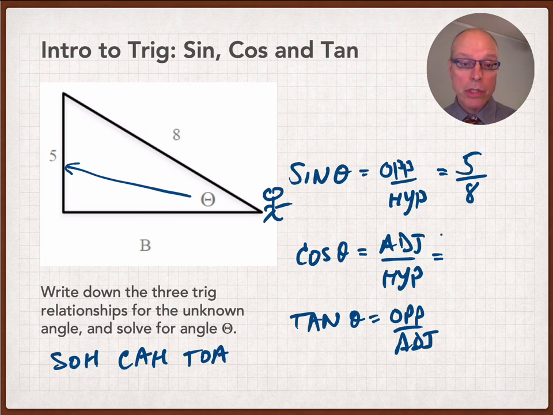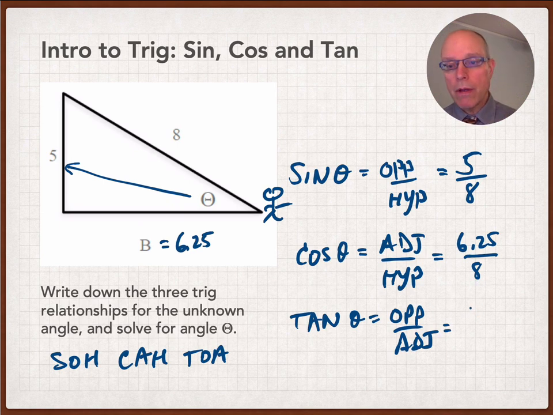Just a second ago on the last slide, we figured out that this side right down here, side B, was 6.25. We used the Pythagorean Theorem to figure it out. So if I wanted to write cosine of theta, which equals adjacent over hypotenuse, it's just a fraction: 6.25 over 8. And in the same exact way, opposite over adjacent would be 5 over 6.25, and that would give me the tangent of theta. The big thing to know is that I'm standing at angle theta, and that's what makes this the opposite.